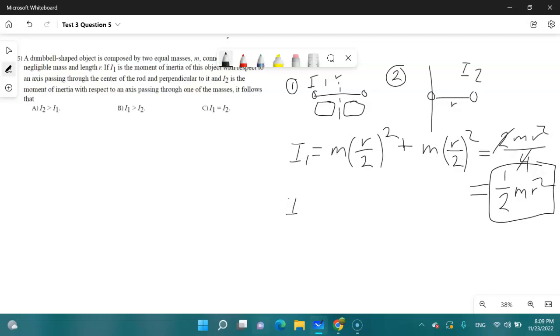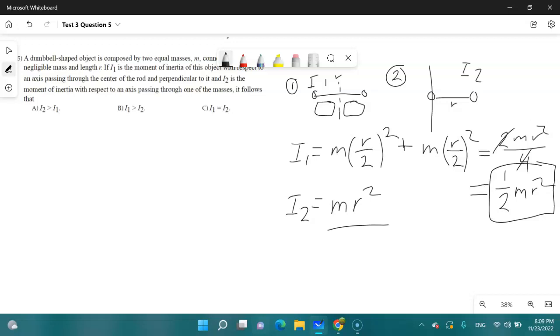And now for the second situation of inertia, we would simply have the mass times the radius squared, because we're not dealing with the two masses being split by the radius in this case. There's already a perpendicular rod going through them.